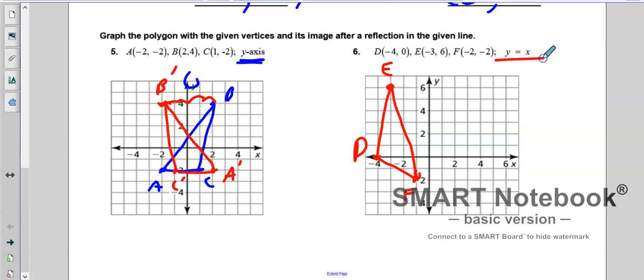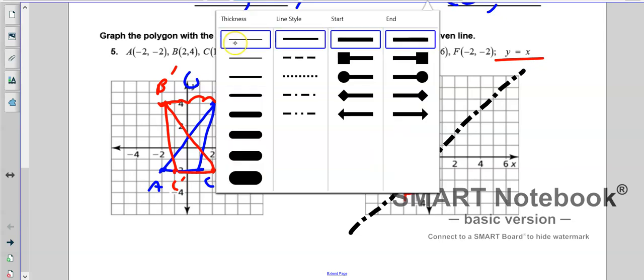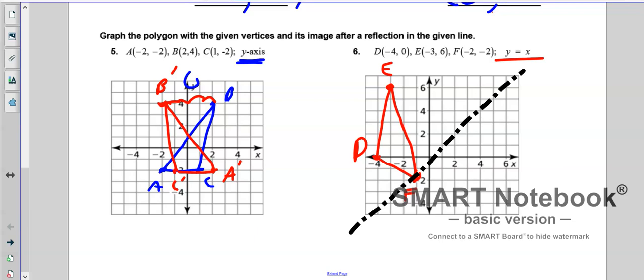Now we're folding over y equals x. That is this line right there. Okay? So remember, with y equals x, it's going to be on your quiz. All right? With y equals x, then you just switch the points. So negative 4, 0 is going to become 0, negative 4. Negative 3, 6 is going to become 6, negative 3. And negative 2, well, that's going to be the same point.